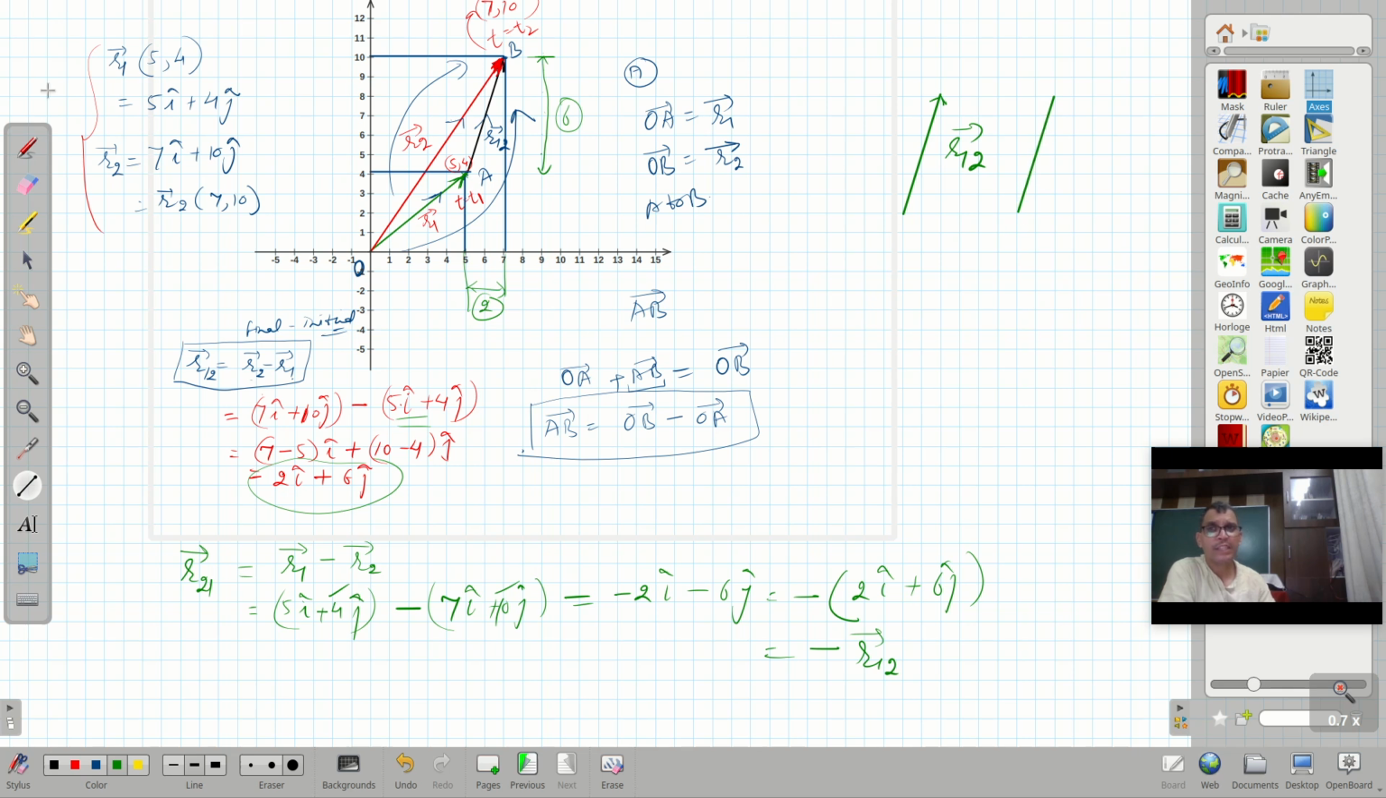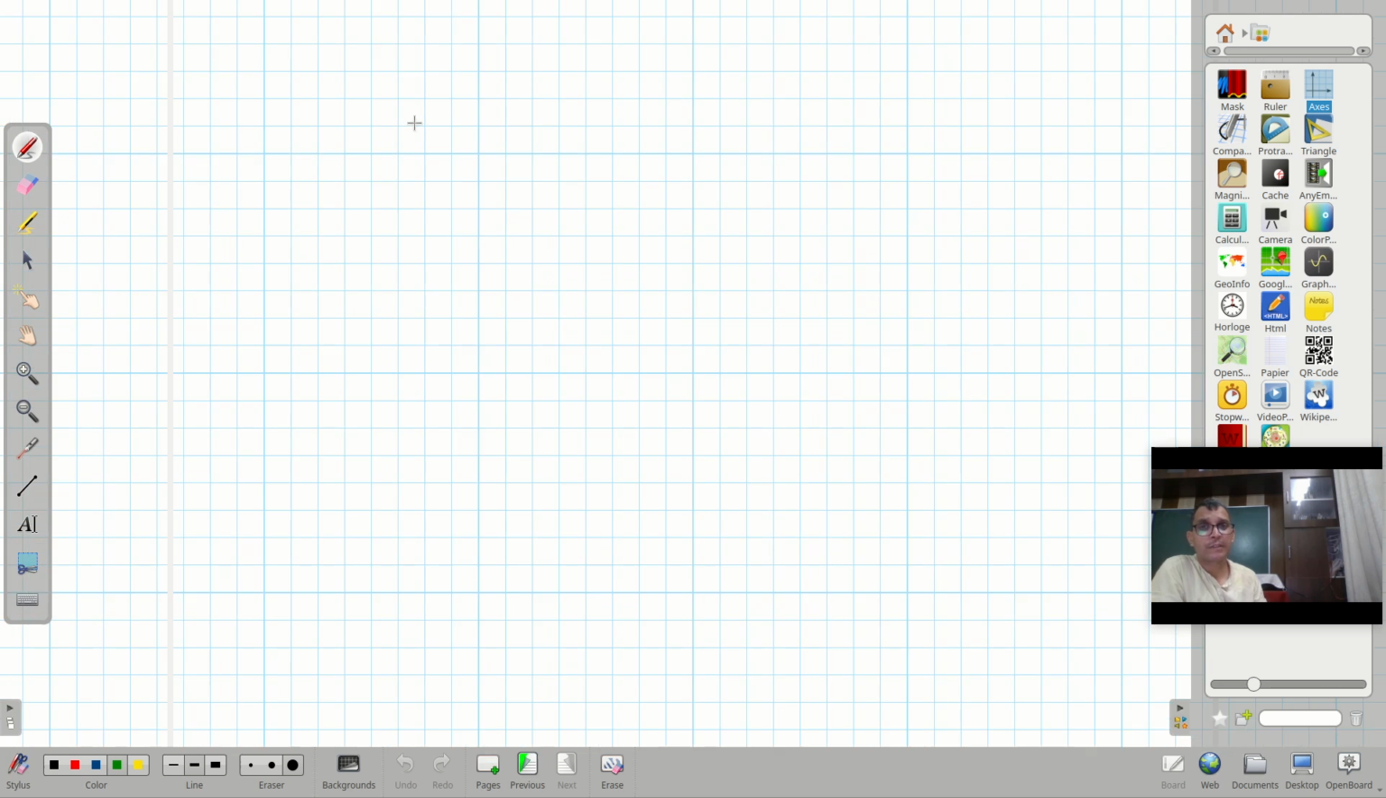That's what we have seen here. So R21 vector must be the same, but it was taken in the opposite order, as it is clear from this particular diagram. So if I have to generalize this concept, then let us call R1 vector equal to xi cap, yj cap, and z.